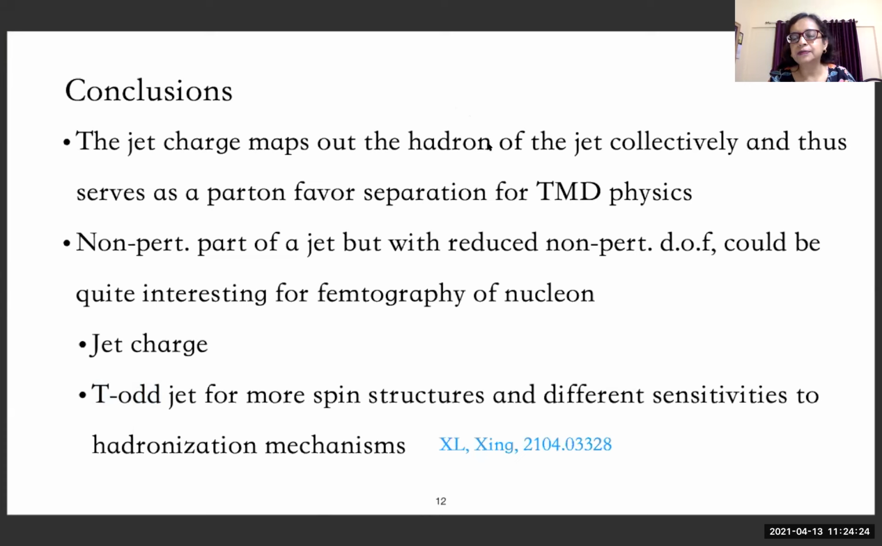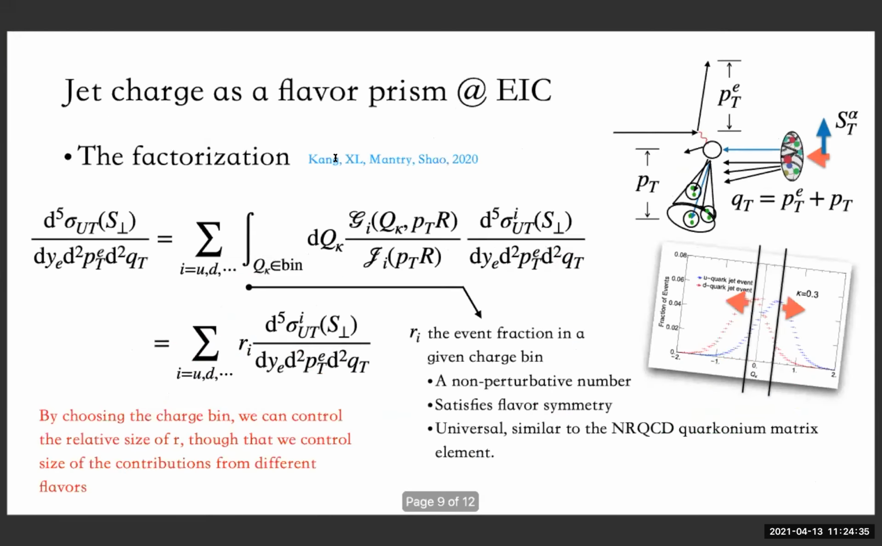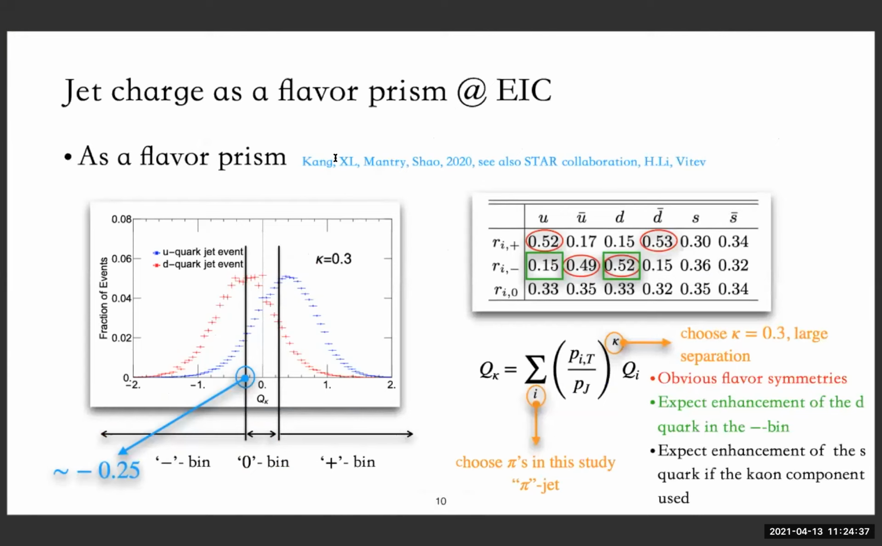Songling, please. Yeah, thank you for the talk. I think at that time you mentioned you separate the charge into minus, 0 and plus. Why can you separate in that way, and why is 0.05 a choice? Is that an approximation? Why are they universal?